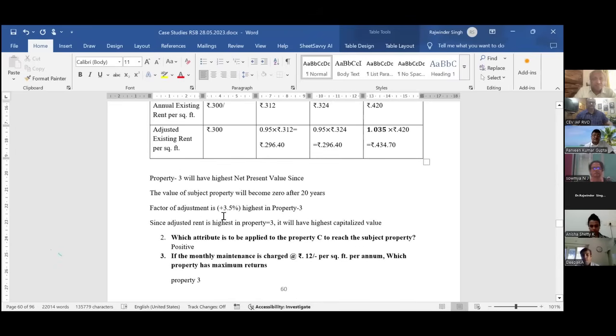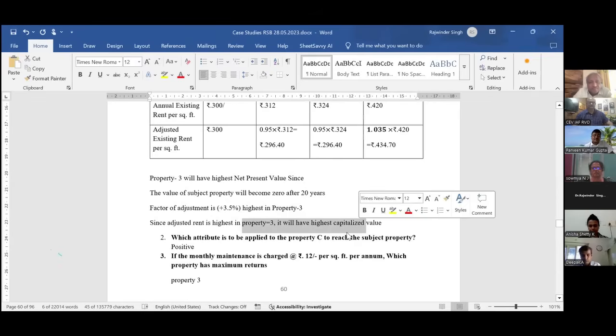Next, the value of the subject property will become 0 after 20 years. So the factor of adjustment is 3.5% higher in property 3. So since the adjustment of rent is higher in property 3, it will have the highest capitalized value.